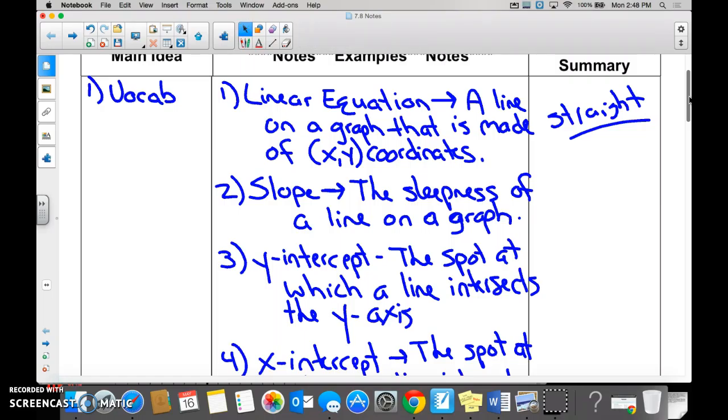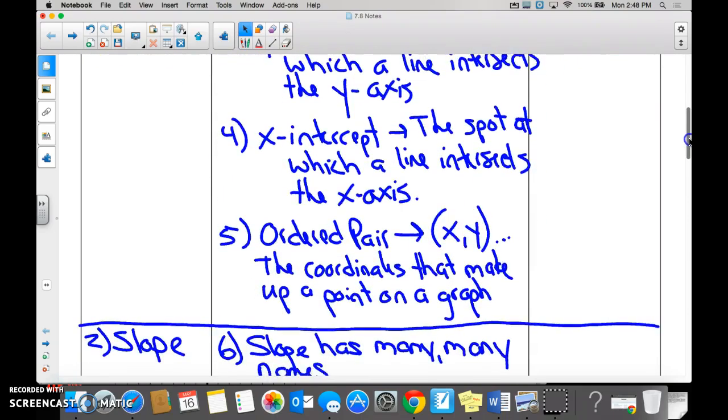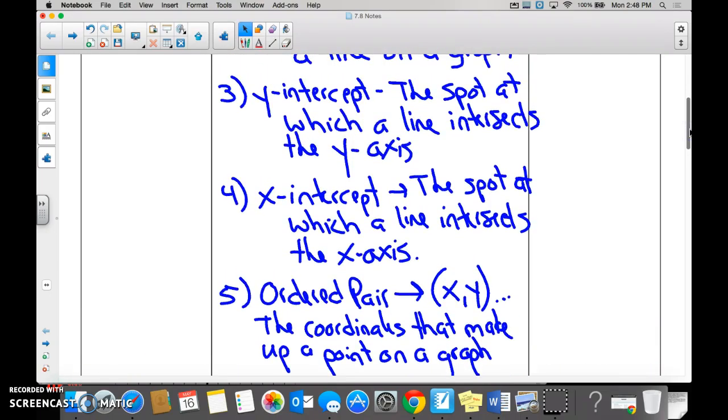Okay? Slope. What does slope measure? Anna, what does slope measure? Stop right there. It measures steepness, right? How steep something is. In this case, a line. Y-intercept. What is the y-intercept, Nate? So the y-intercept is where a line intersects the y-axis.